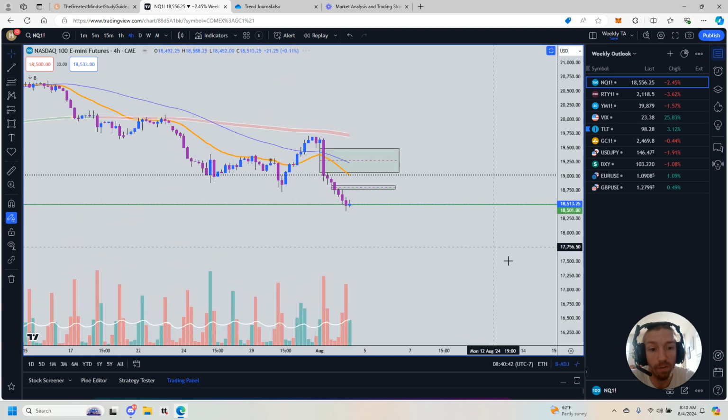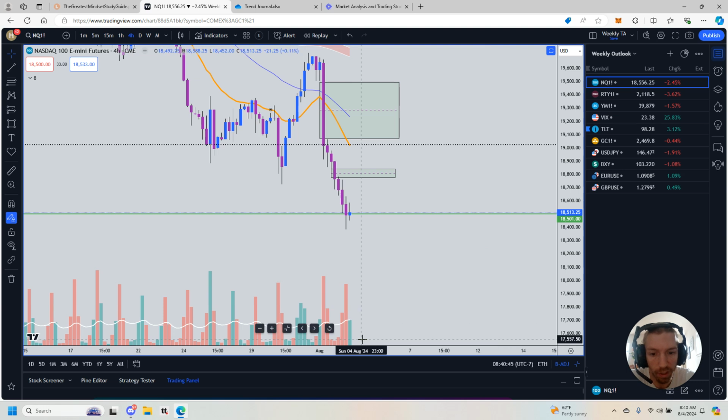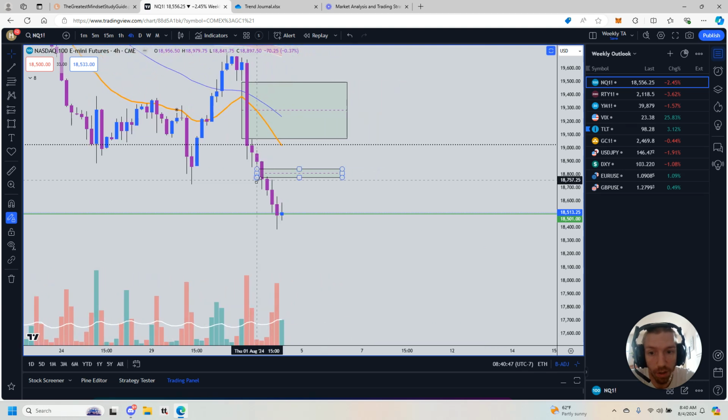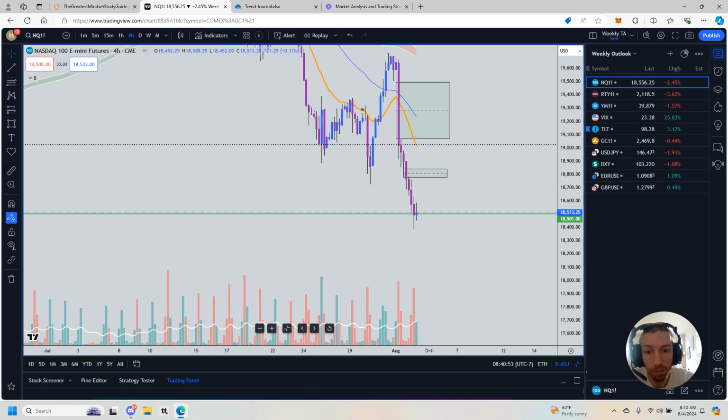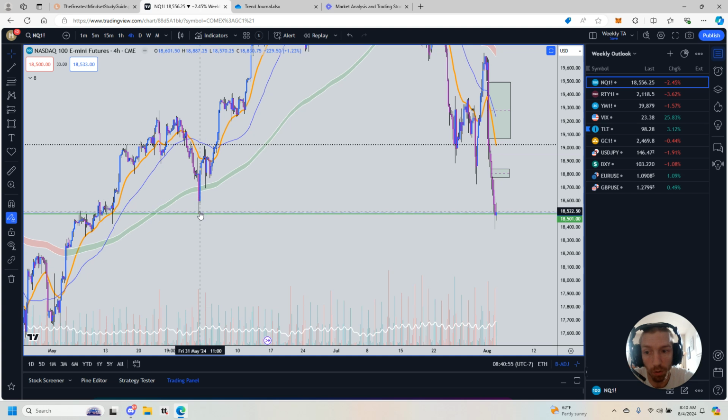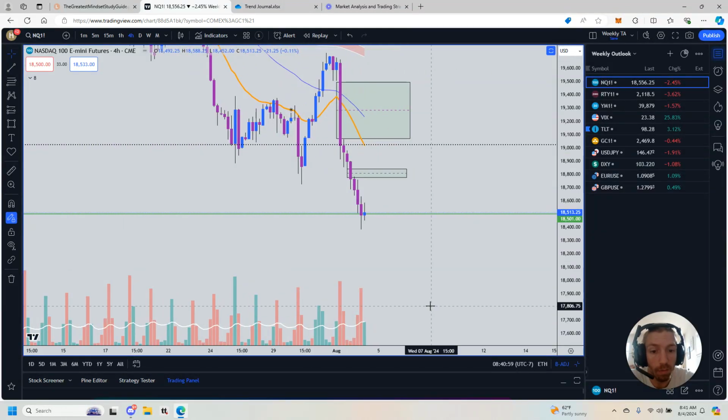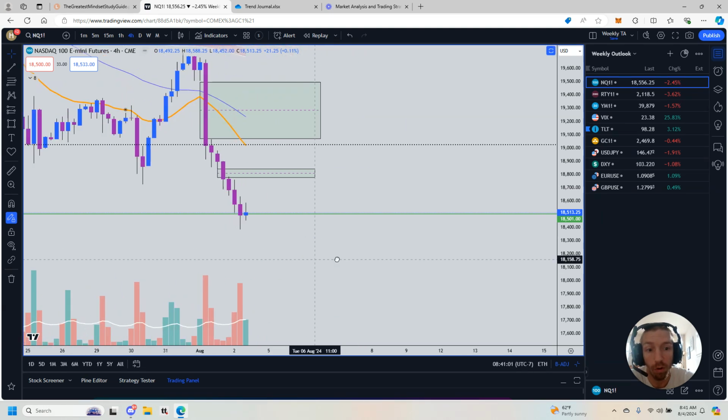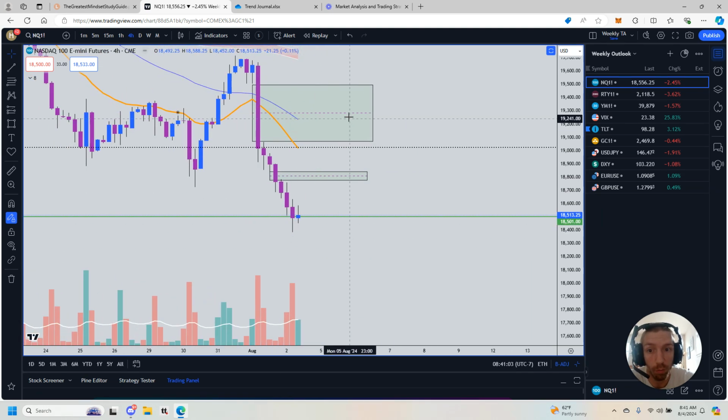If we look into a 4-hour chart, again, we have not created a fair value gap since this level up here, 18,800 roughly. We did get heavy displacement below this low, and we're only just manipulating it. So that would make me look for a possible bounce over the next couple of days, early on in the week.